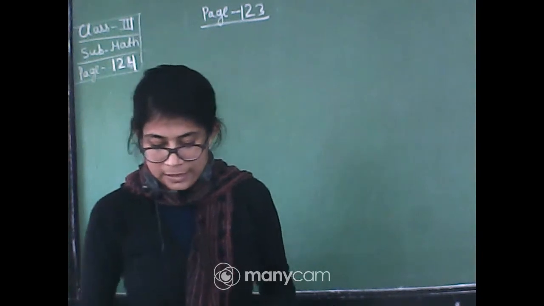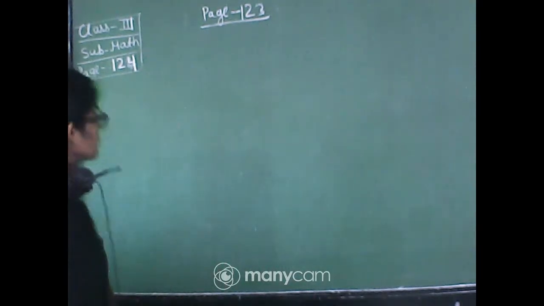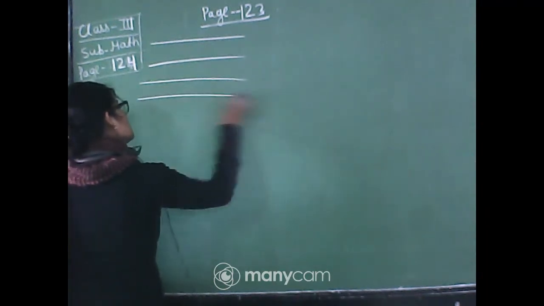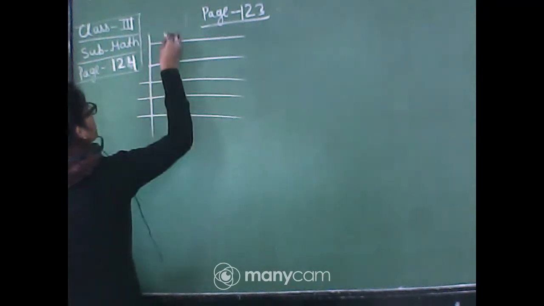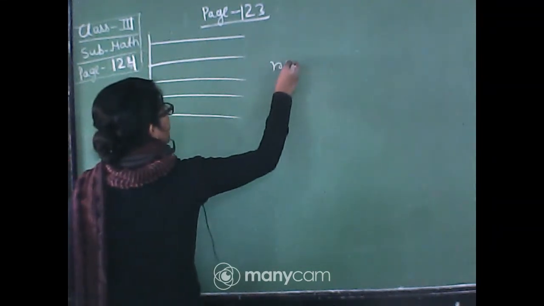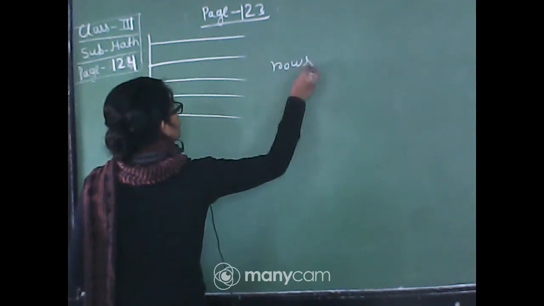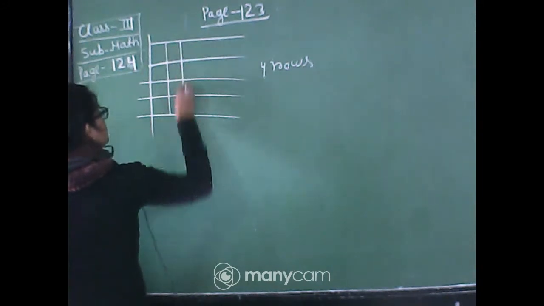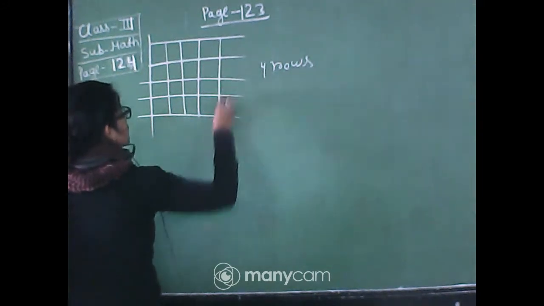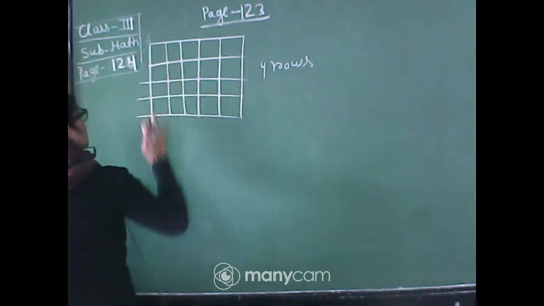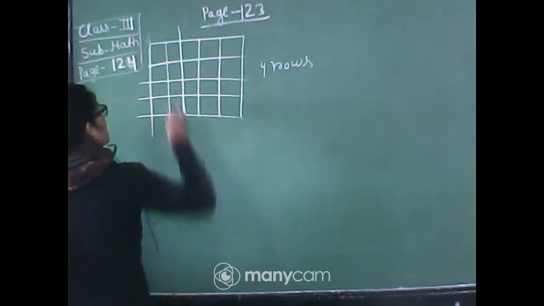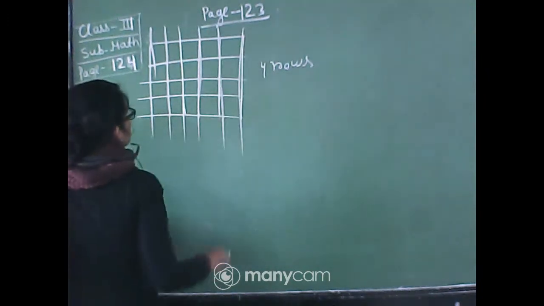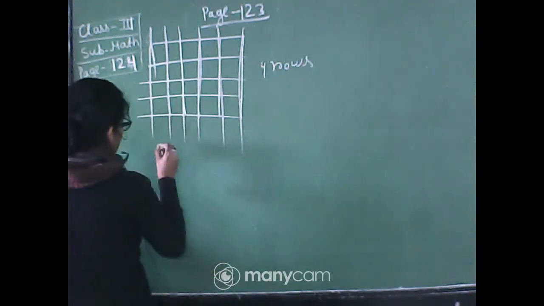So you can see that if you are thinking about it as row, the bottles are like that, 1, 2, 3, 4. This is row wise. How many rows are there? 4 rows. And how many columns? See, 1, 2, 3, 4, 5. So this one is column wise, isn't it? So 1, 2, 3, 4, 5. 5 columns are there.